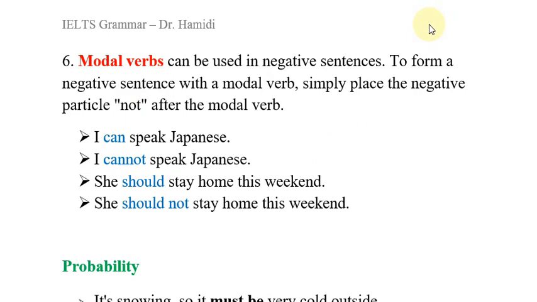Rule number 6 is related to the way we make negatives. Modal verbs can be used in negative sentences. To form a negative sentence with a modal verb, simply place the negative particle not after the modal verb. I can speak Japanese. Here, can is the modal verb, and we place not after that. I cannot speak Japanese.